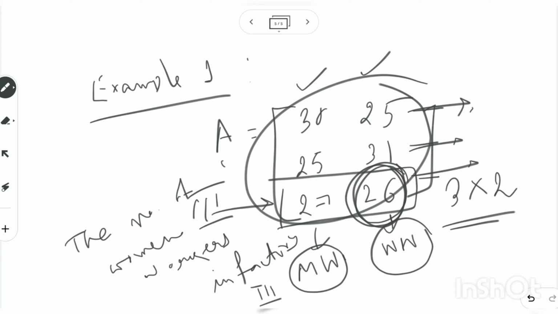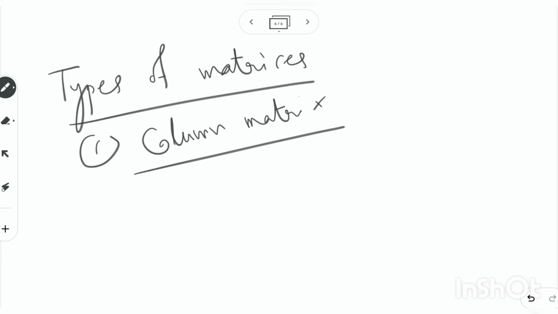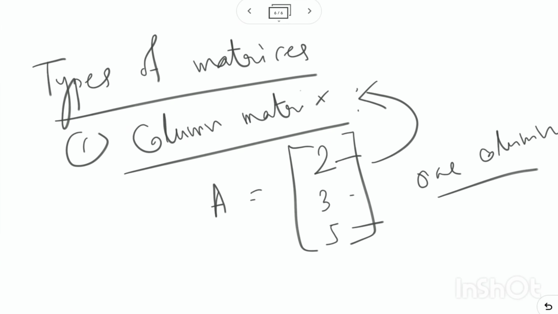Now, types of matrices. The next topic is types of matrices. The first type is the column matrix. A matrix is said to be a column matrix if it has only one column, that is, there is no row in the matrix. This is called a column matrix. For example, if we take matrix A as 2, 3, 5, this is an example of a column matrix. There is one column, so this is a column matrix.